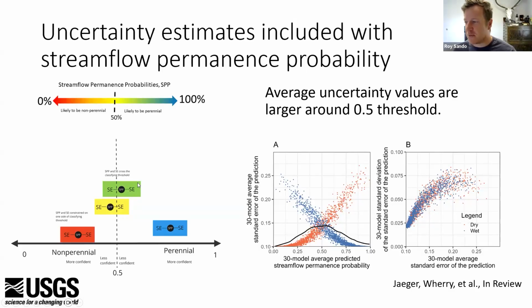So previously, if you had a prediction around, say, 0.54, we would have just called that perennial. But now we can call that perennial with high uncertainty or potentially non-perennial, depending on how you're looking at it. And now these uncertainties are also included in our published predictions.